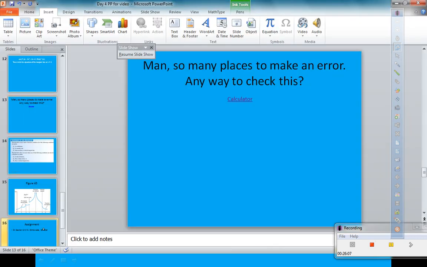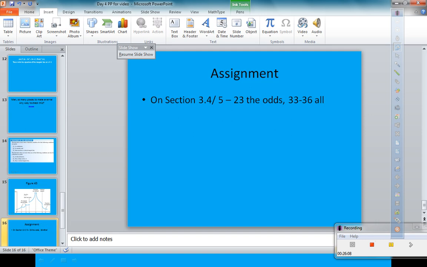Then like I said, guys, there's your assignment: 5 to 23, the odds, and 33 through 36, all of them. And like I said, most of them are in the back of the book. Good luck, and then get in and get your quiz taken care of ASAP. Give yourself probably about 30 minutes on that quiz just in case. Good luck.